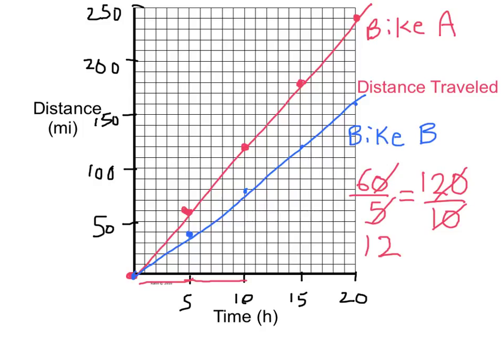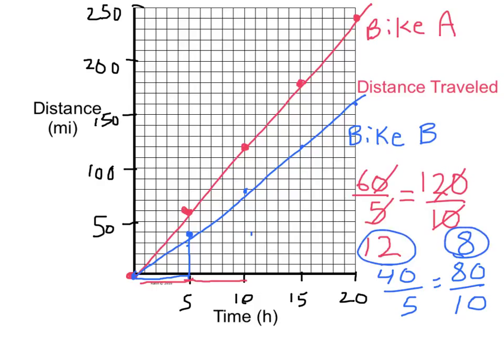Now let's look at bike B. Bike B, after 5 hours, travels a distance of 40 miles. And again, it's a straight line, so after 10 hours, it travels 80 miles. So what would be the unit rate or the rate of change for bike B? Well, if you said 8 miles per hour, you would be correct. All right, so let me write that.